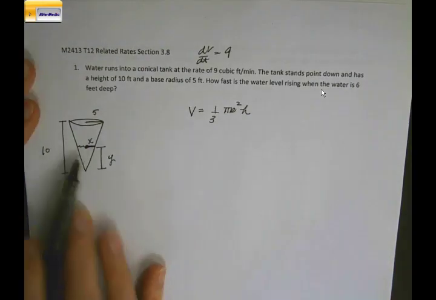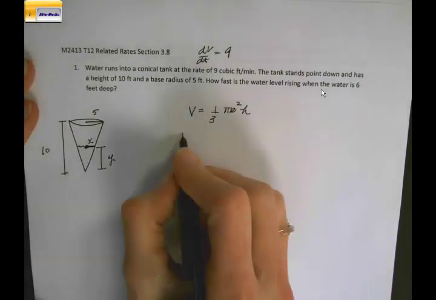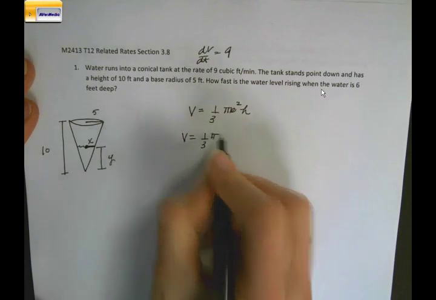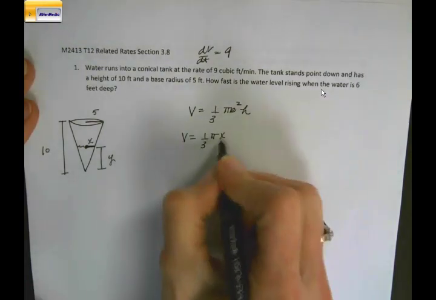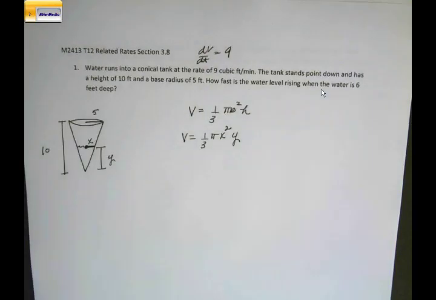I'm going to try to stay with x's and y's. So if I stay with x's and y's, this will be 1/3 pi, instead of r squared this will be x squared, and instead of h this will be y.